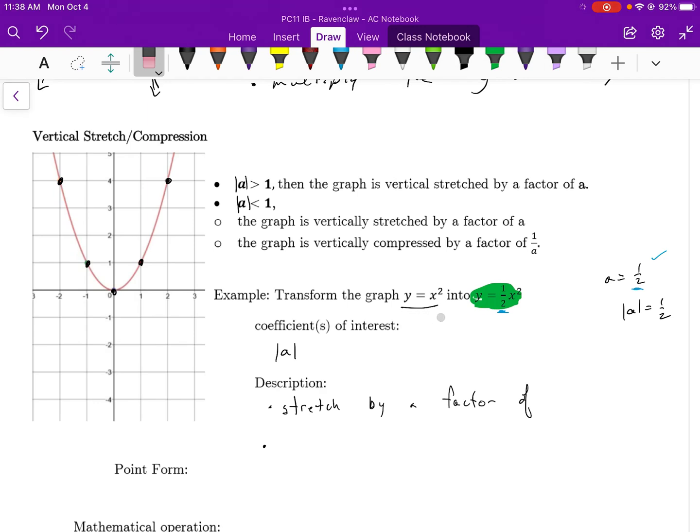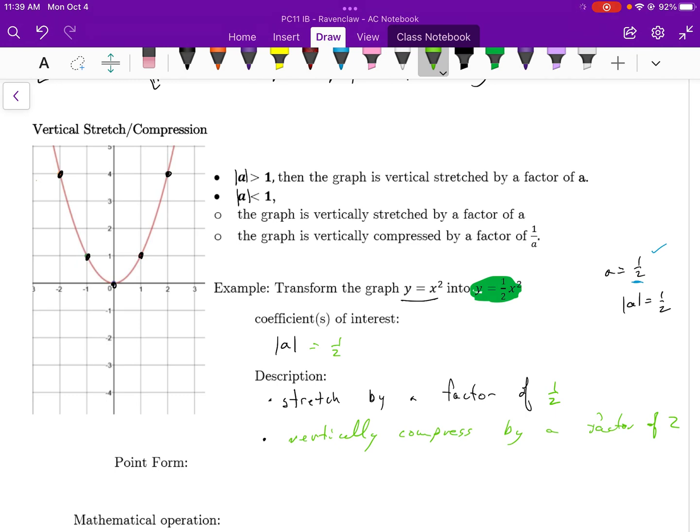So let me get back to the question. We're going to transform y is equal to x squared into y is equal to 1/2 x squared. We're able to see A is equal to 1/2, therefore the absolute value of A is 1/2. The coefficient of interest is actually the absolute value of A, and that is 1/2. So the descriptor of this is we stretch by a factor of 1/2. Now that may not make sense. So we can also say we can vertically compress by a factor of 2.